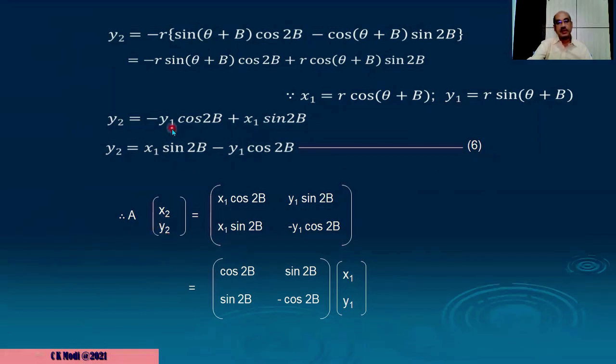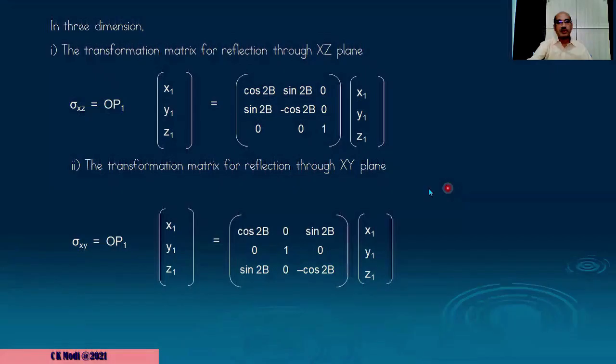So the matrix of x2, y2 becomes here x1 cos 2b, y1 sin 2b, and x1 sin 2b minus y1 cos 2b. Okay, so this is the value, and therefore the matrix is cos 2b, sin 2b, sin 2b, minus cos 2b, acting on x1, y1. So this is the two-dimensional way.